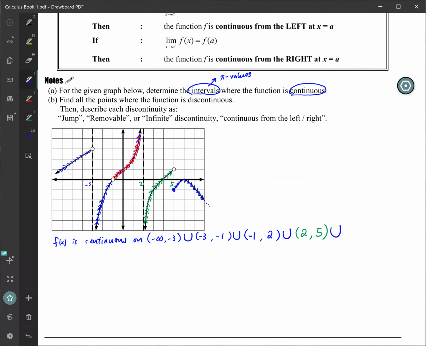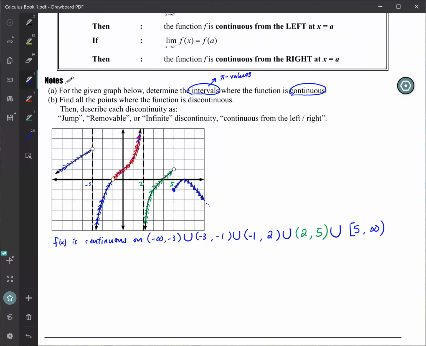Would it be positive infinity? Positive infinity will be the right end. How about the left end? 5. Yes. And because it includes 5, we need to use what kind of bracket? Square brackets? Yeah, so you need to put a square bracket. That square means equal.